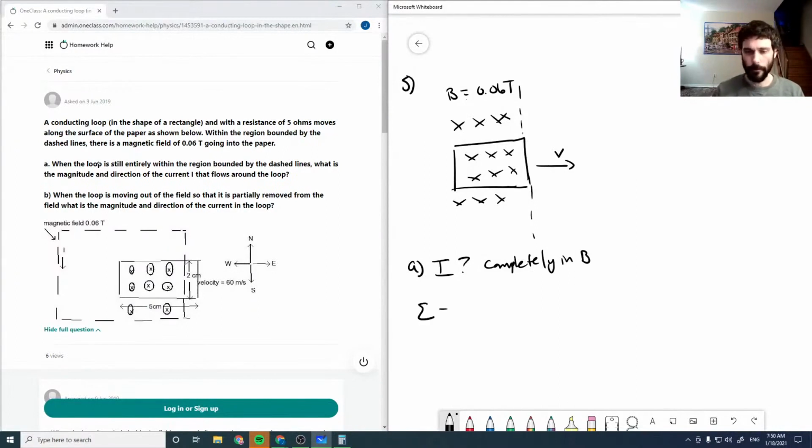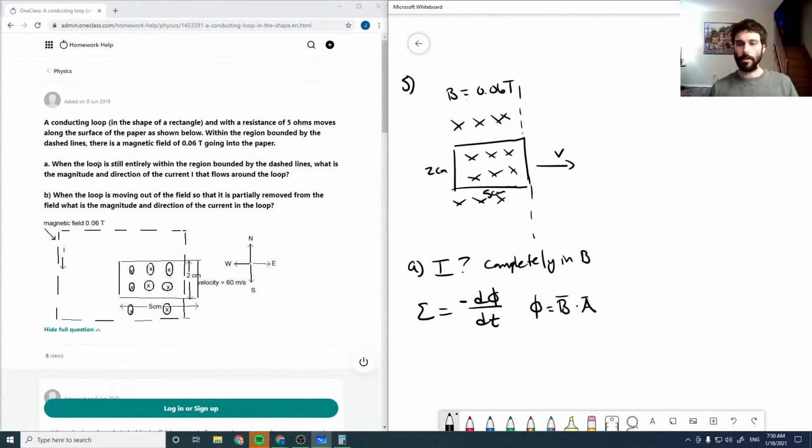So our EMF is minus the derivative of the flux with time. Our flux is B dot A. So when it's completely immersed in the region, our area is given as 5 centimeters by 2 centimeters.